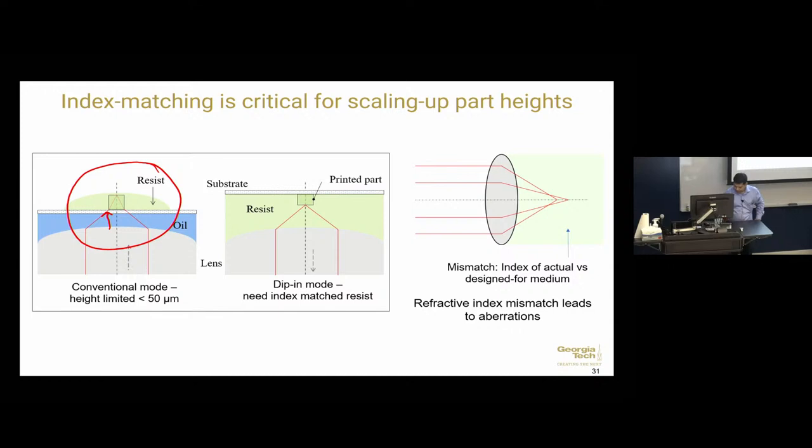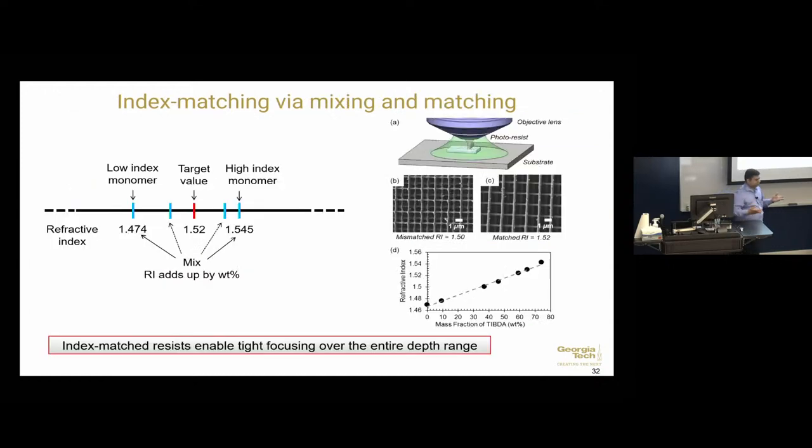And Nanoscribe has come up with some resists that are index matched, in which you do the inverse or upside down printing, where now the entire light path is within the resist, which has a refractive index matched to the immersion medium. So now the height is not limited. You can keep building as tall as you want. There are no issues with aberration. But getting this index matching is not straightforward. So this used to be a dark art.